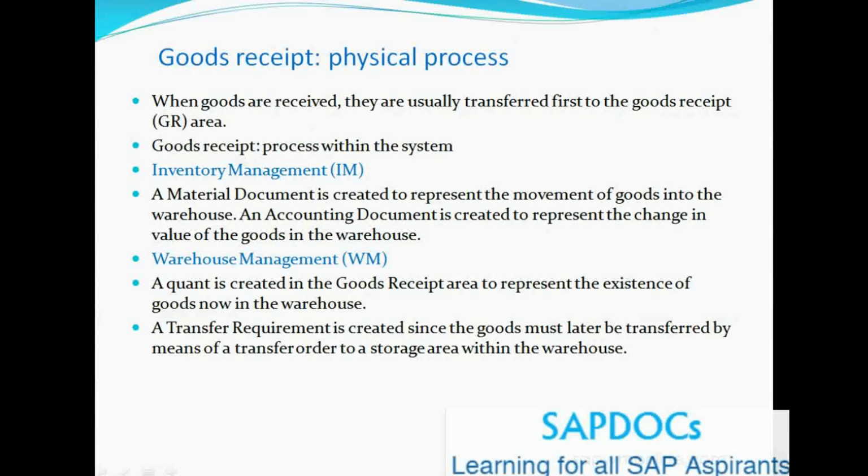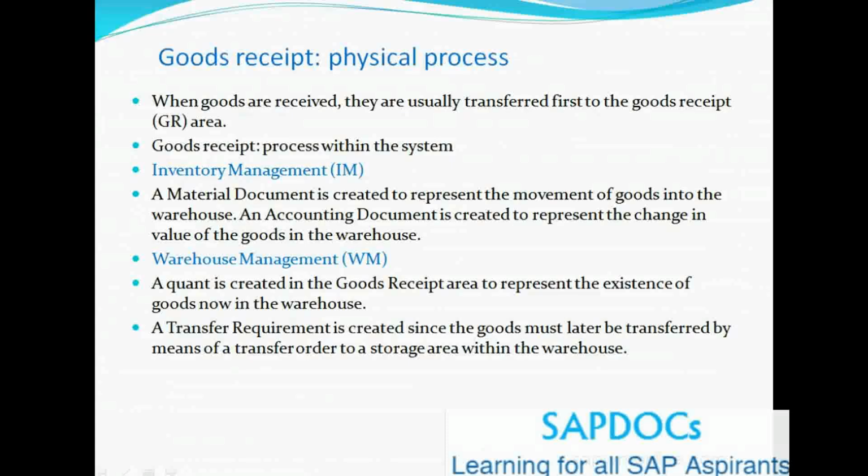So when goods are received, they are usually transferred first to the goods receipt area. Goods receipt process within the system. So what happens at an IM level and a WM level? So at an IM level, a material document is created to represent the movement of goods into the warehouse. An accounting document is also created to represent the change in the value of goods in the warehouse.